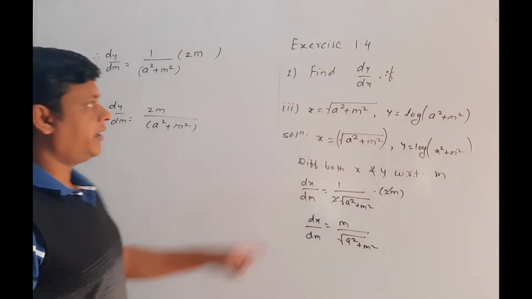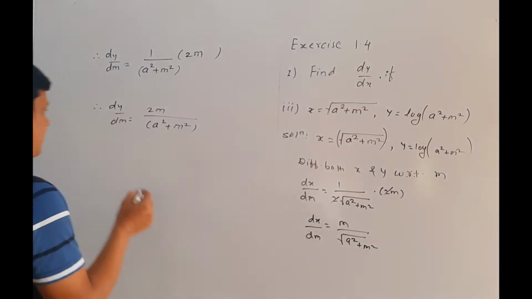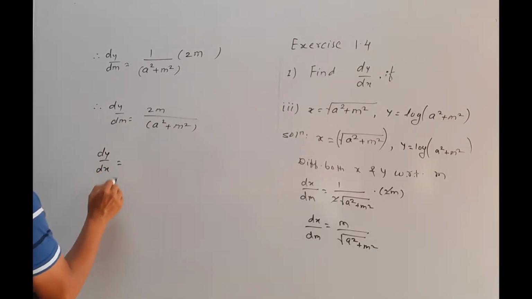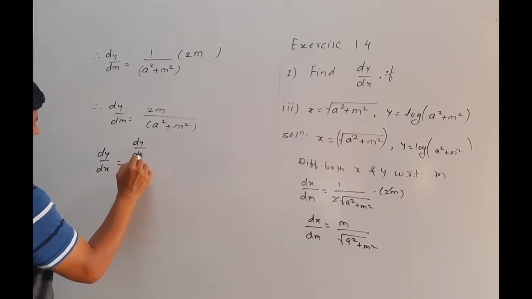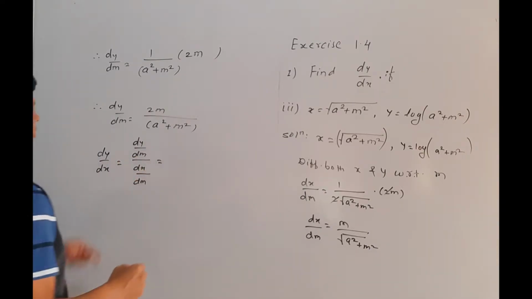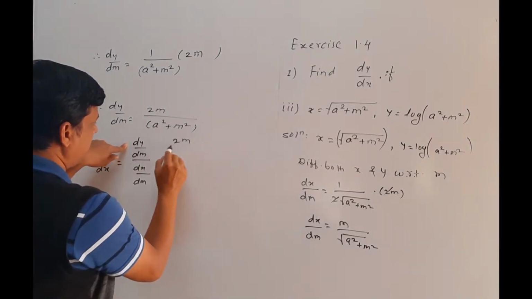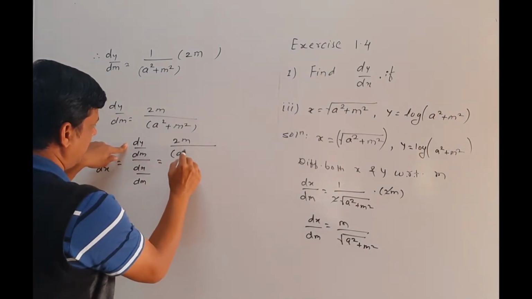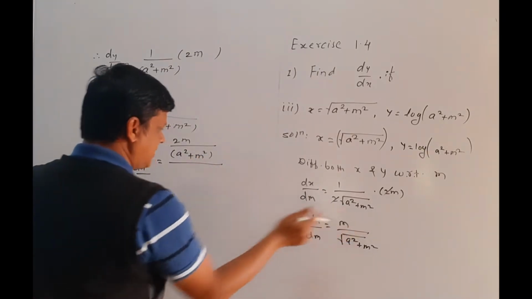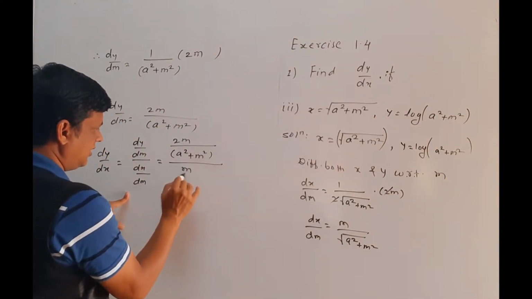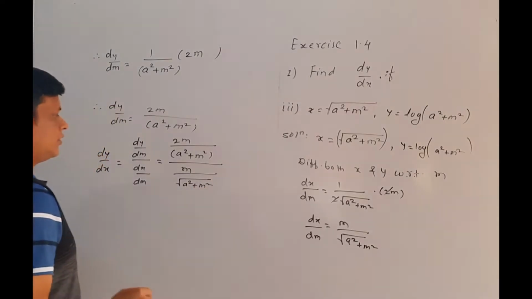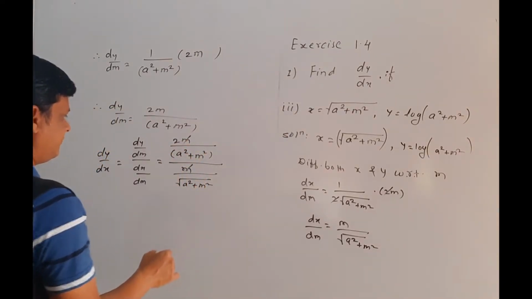Now we require dy by dx here. So by the parameter theorem, dy by dx is equal to dy by dm upon dx by dm. Now substitute the value of dy by dm as twice m upon a square plus m square, upon dx by dm as m upon root a square plus m square. So this m gets cancelled.